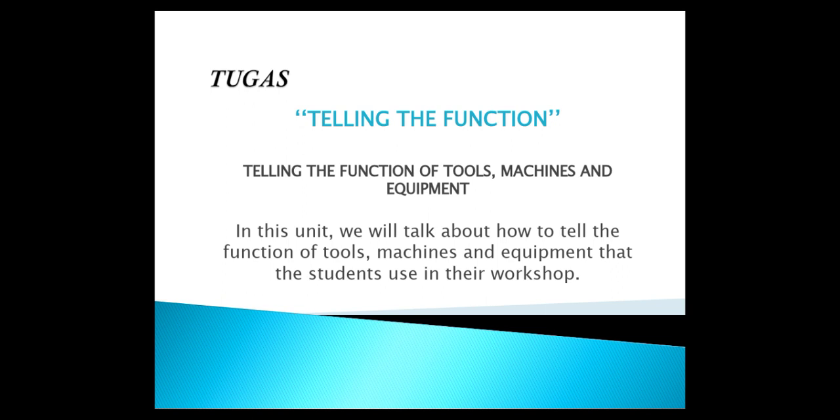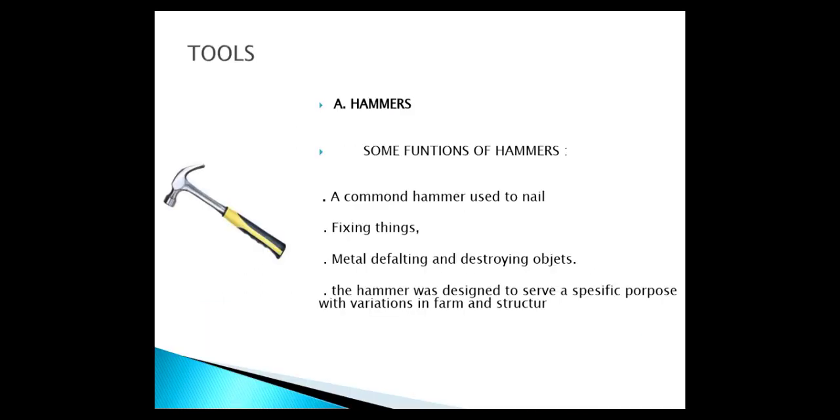Introduction of tools, machines and equipment. In this unit, we will talk about how to tell the function of tools, machines and equipment that students use in their workshop. Tools. Hammer. Some functions of a hammer: a common hammer is used to nail, fix things, deflect metal and destroy objects. The hammer was designed to serve specific purposes, with variation in form and structure.